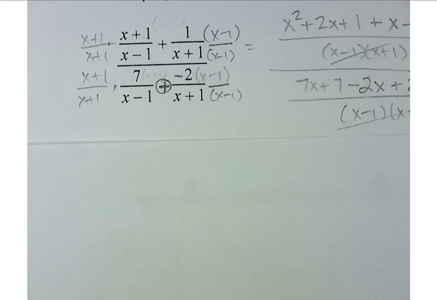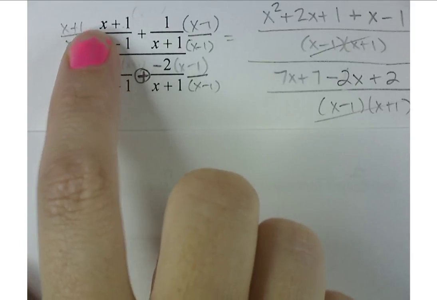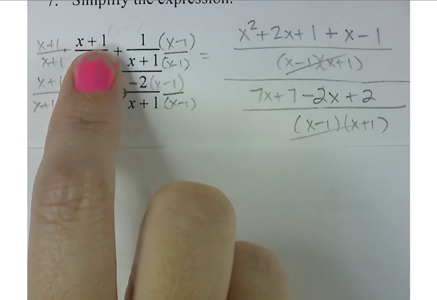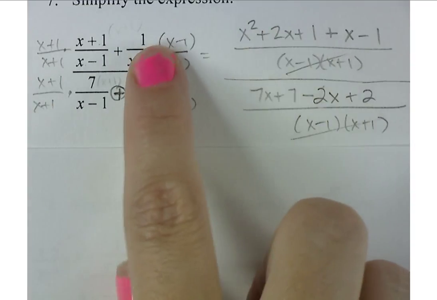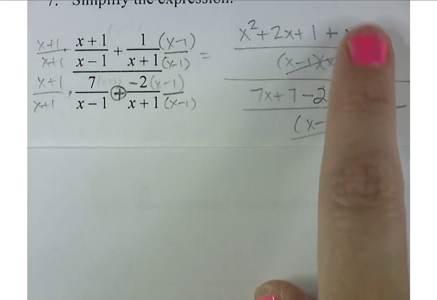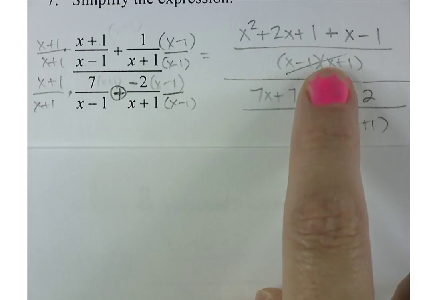How'd we do with that part? Okay, so again, the top you have to FOIL out. X plus 1 times x plus 1, you have to FOIL. So x squared plus 2x plus 1. Okay, and then this is plus x minus 1. Okay, on the top. And then the denominator is going to stay the same.